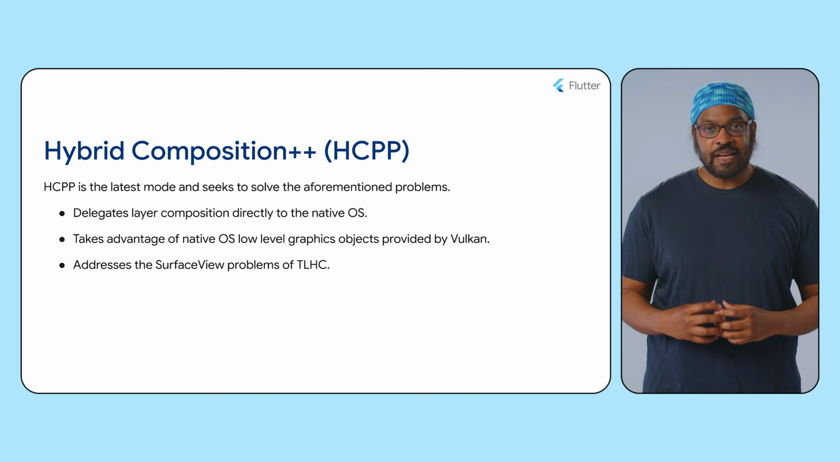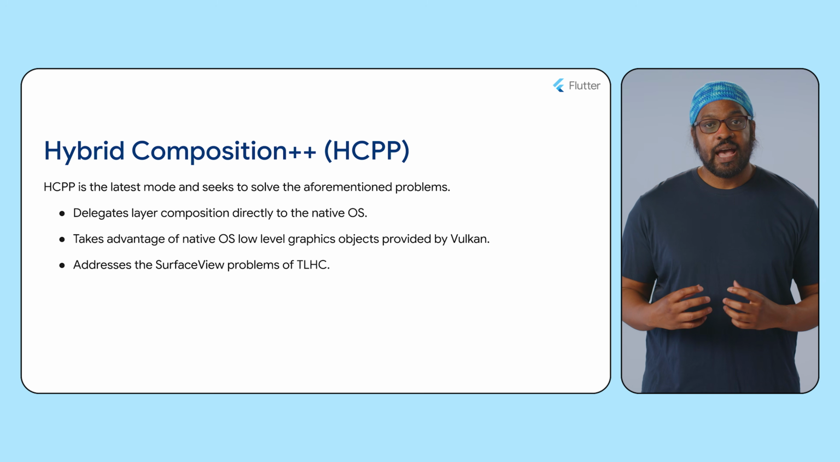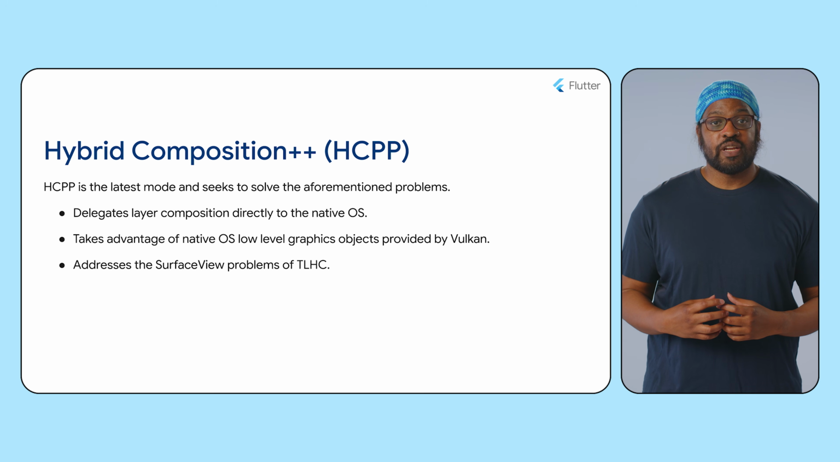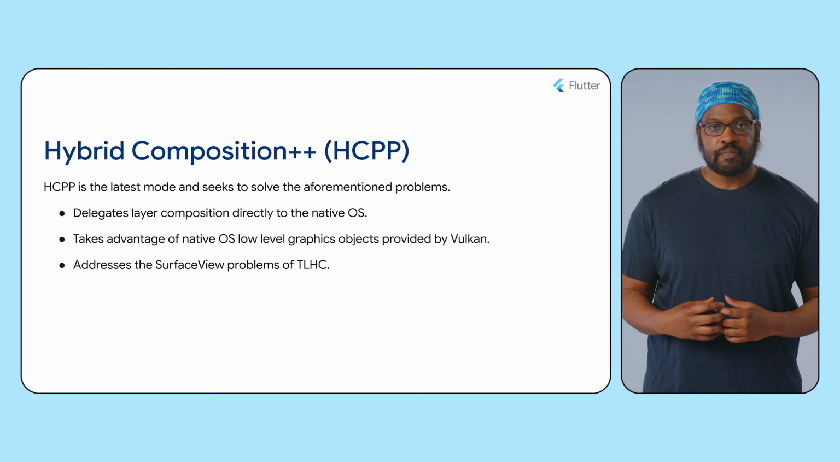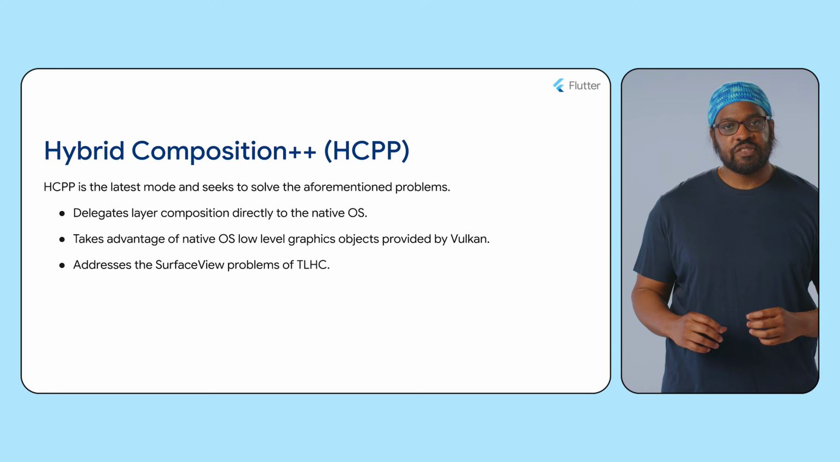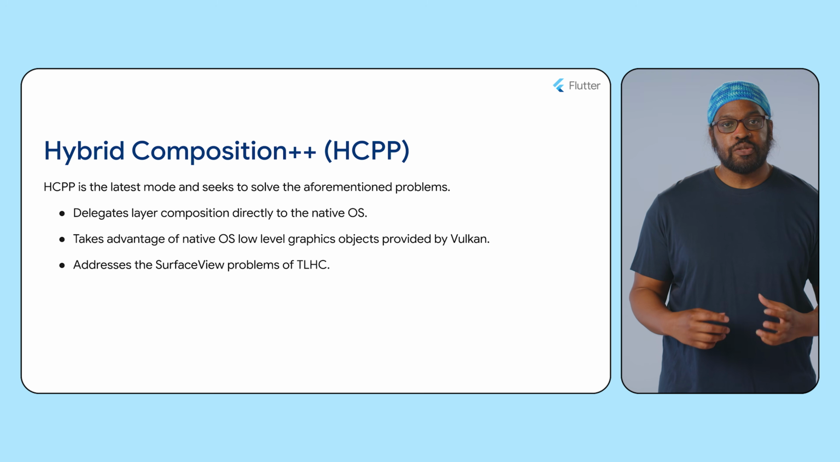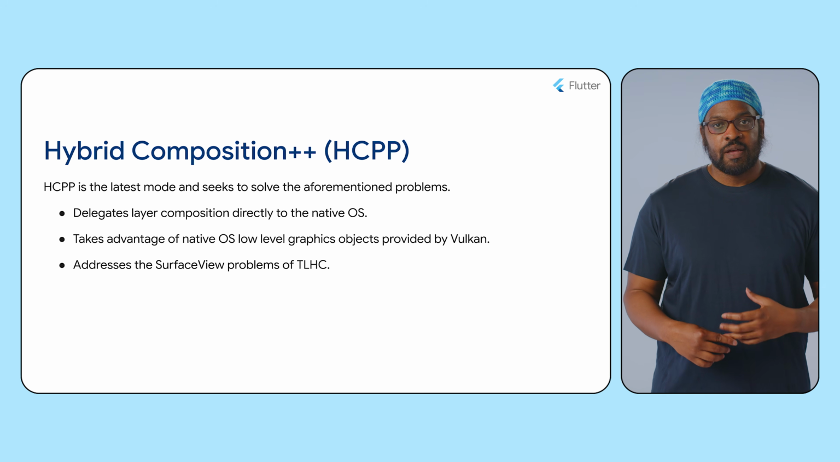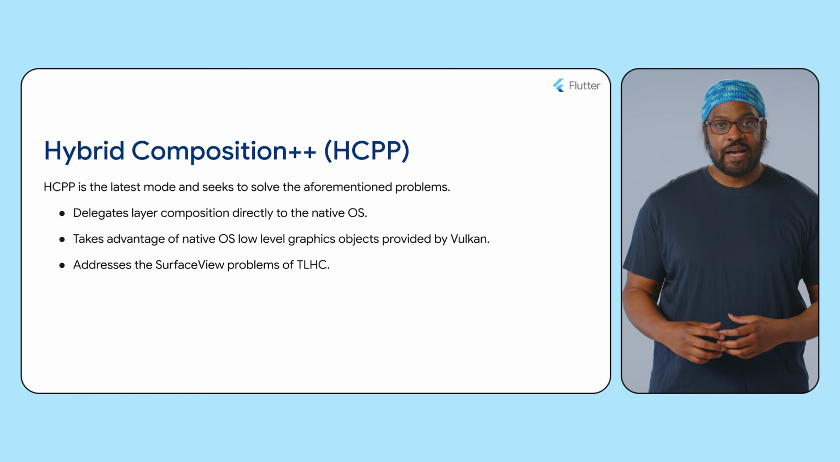view. Designed to be the unified solution, Hybrid Composition ++ is currently available as an opt-in feature for devices running Android API 34 or later that support Vulkan rendering. Instead of relying on off-screen buffers like virtual display mode or forcing the Flutter engine to do the heavy lifting, Hybrid Composition ++ leverages OS-level Android APIs to natively composite the layers.